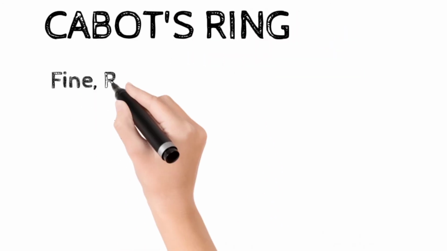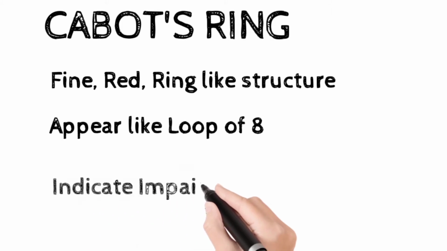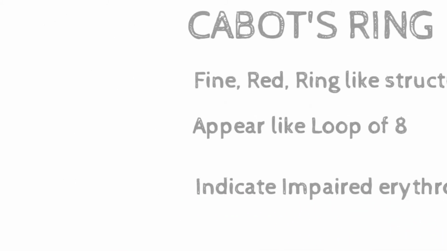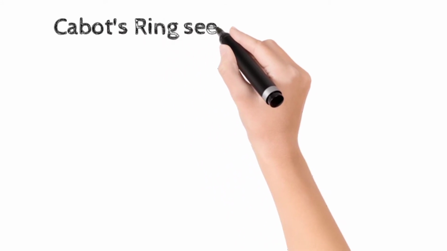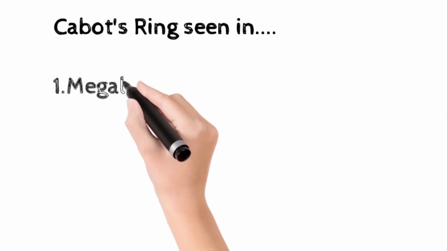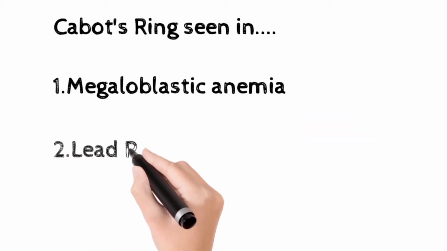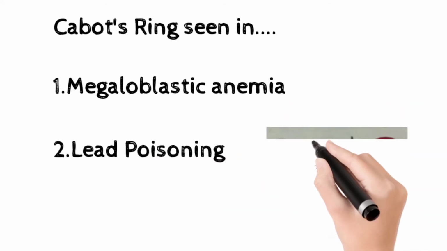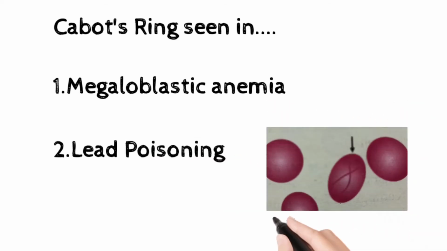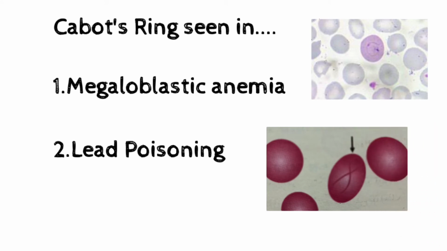Alright, now Cabot's ring. It's a fine red ring-like structure that is present in RBC and it appears like an 8. It indicates ineffective erythropoiesis. So it will be seen in megaloblastic anemia, then lead poisoning mainly. Here in the diagram you can see a figure of 8 which is a Cabot ring. It appears as a loop. So this is the diagram of a Cabot ring.